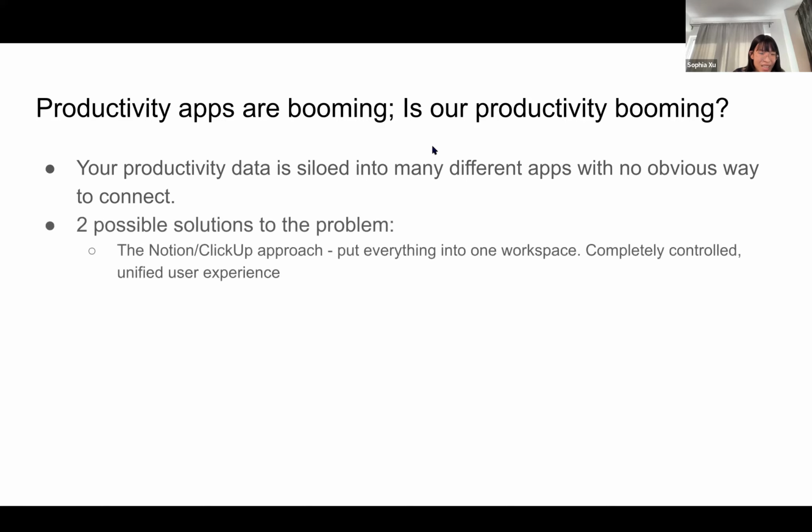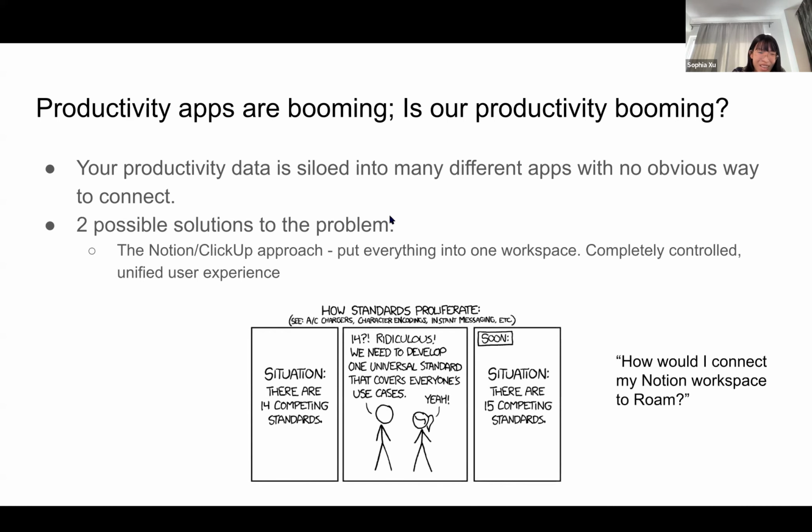The first one is the unified all-in-one approach, which puts everything into one workspace that is completely controlled and has a unified user experience. But there's an immediate problem. I'm not sure if you're familiar with the XKCD comic, but essentially, there's not an obvious reason why people should adopt your standard except for everything else. So it will most likely increase fragmentation instead of decreasing it.